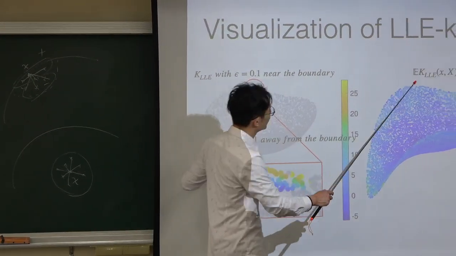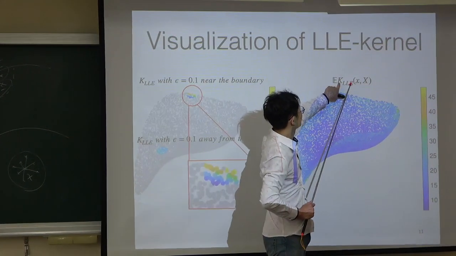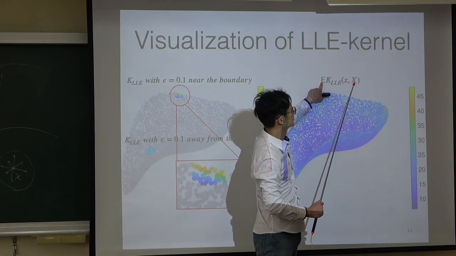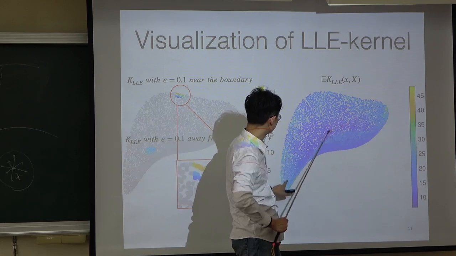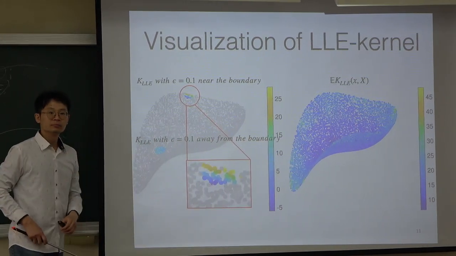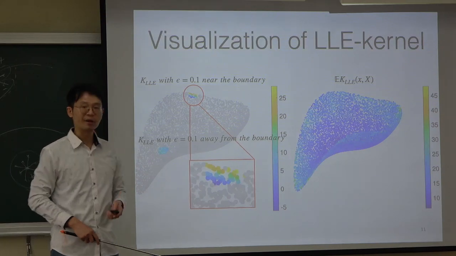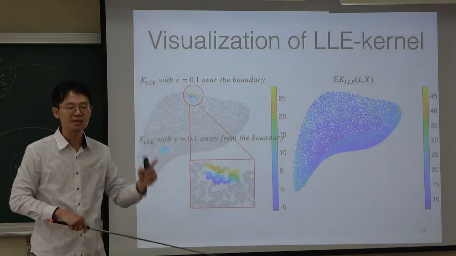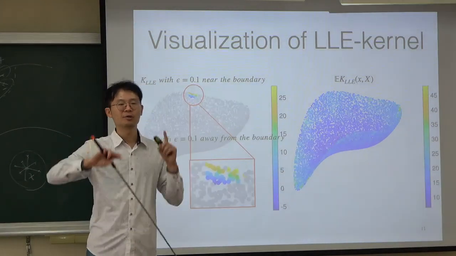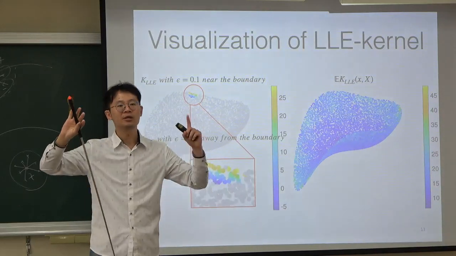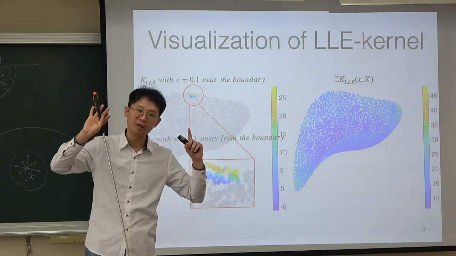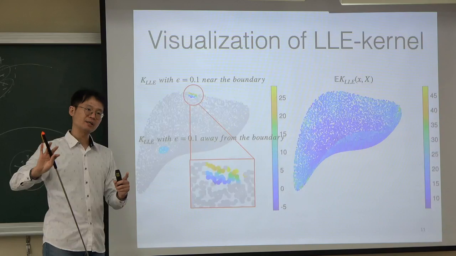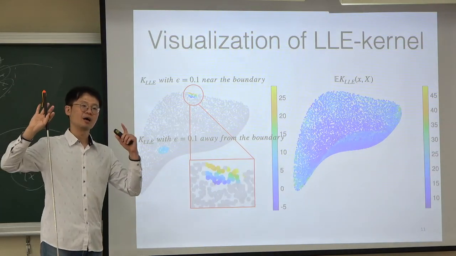And on the right-hand side, I just show you the expectation of the kernel LLE for every point x by the expectation of capital X. So you see everything is positive everywhere, numerically. So that is a numerical visualization of the LLE kernel, which tells you that near the boundary, even if you choose C, the regularization, correctly, it is no longer a diffusion process. It is no longer a random walk, because the barycentric coordinate is no longer positive, so you no longer have a random walk behavior.